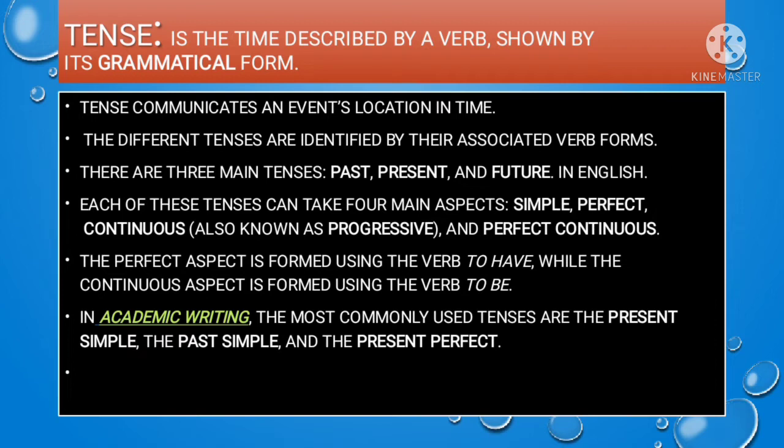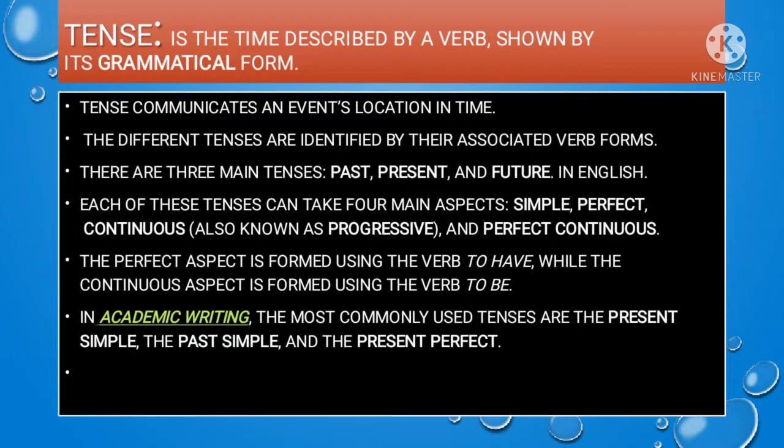Today you are going to learn about tense and time. Tense and time are connected. Tense is the time described by a verb, shown by its grammatical form. Tense communicates an event's location in time. That means it expresses the time of an occurrence. The different tenses are identified by their associated verb forms.